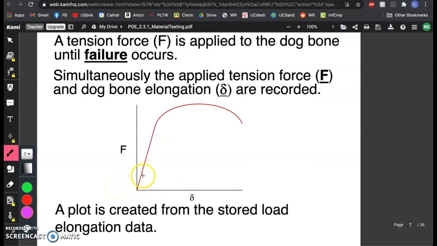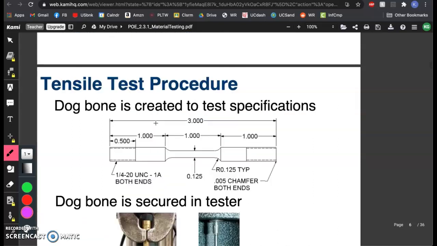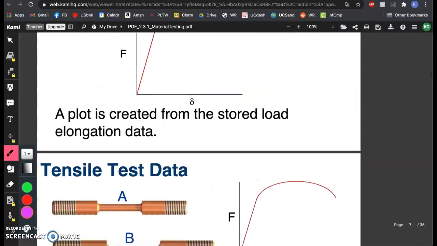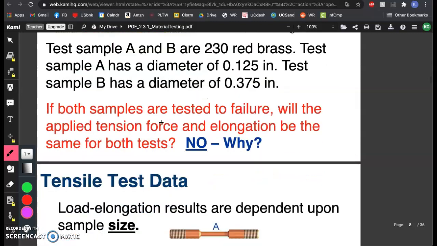The more force you apply, delta is change in its elongation. So you're applying more and more force, and when you see this graph go to the right, imagine your dog bone stretching, or your material stretching. So it goes up at a pretty straight line for a little while, and then it flattens out. Once you get to this area right here, it's the point of no return.